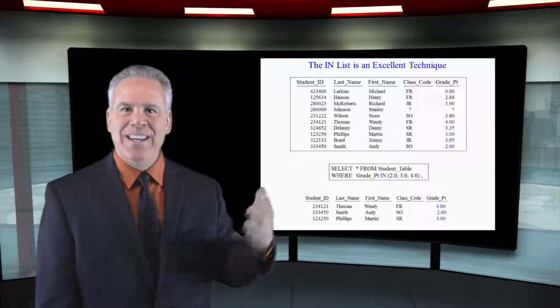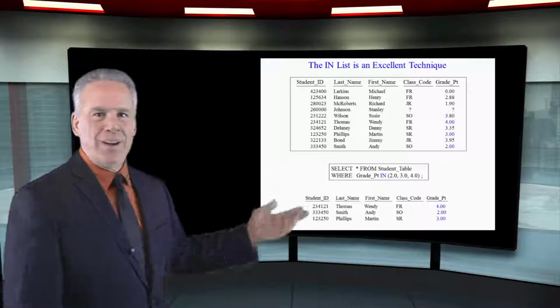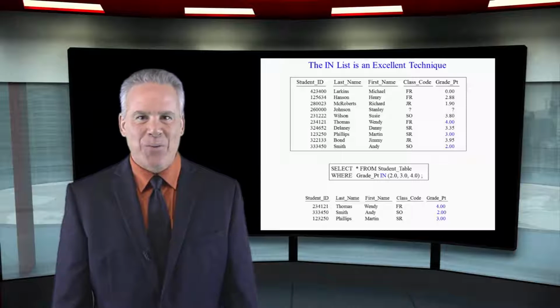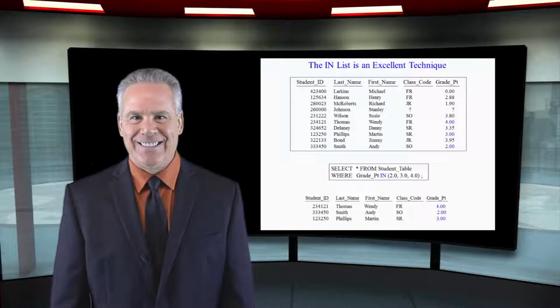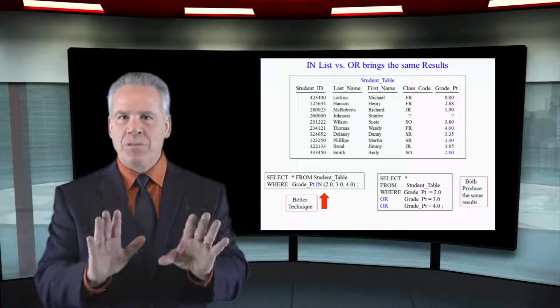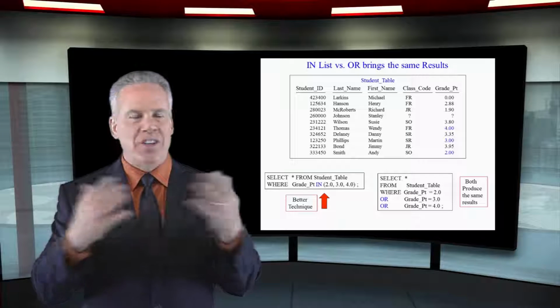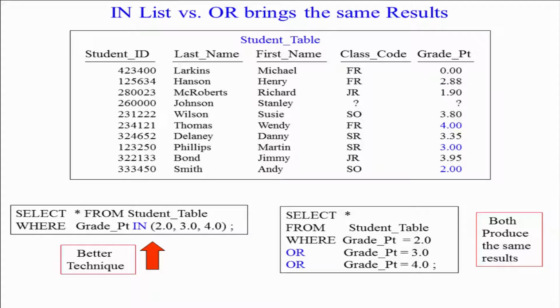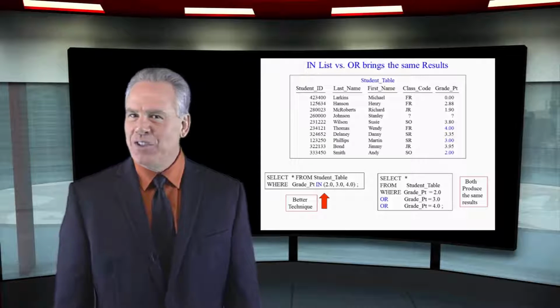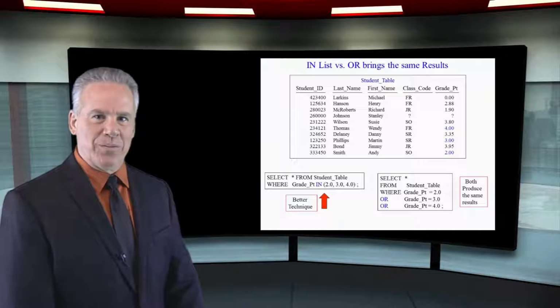Here's an example of an IN list. It's perfect, where the grade point is in 2.0 or 3.0 or 4.0. Use your IN lists. This SQL performs exactly the same way. It's just with a different technique. As you can see, we use our IN list in the first example, where grade point is in 2.0, 3.0, or 4.0. It's the same thing as saying where the grade point equals 2.0, or the grade point equals 3.0, or the grade point equals 4.0. Performs the same, brings back the same information. It's just a little cleaner in the first example.